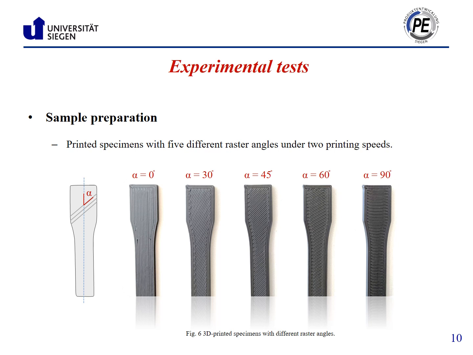Here you can see the dog bone specimens which are produced with different raster angles. It should be noted that these specimens are fabricated under two printing speeds. As you can see in the figure on the left side, the angle alpha is the printing direction relative to the loading direction. Based on the angle alpha, a sample with 0 degrees refers to the specimen loaded in the raster direction, and a sample with 90 degrees refers to the specimen loaded perpendicular to the raster direction.